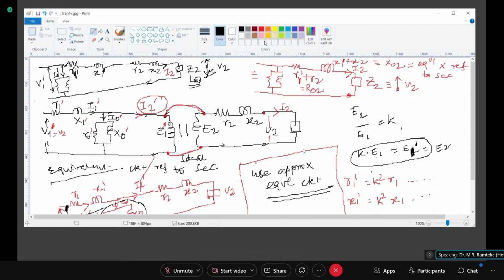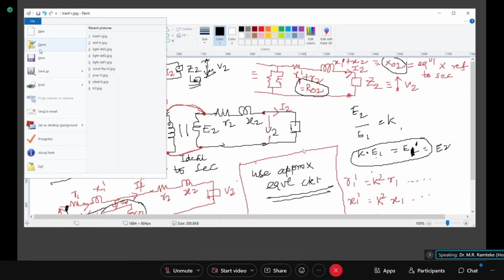Actually, these are very important parameters because this helps us in solving machine related problems in simple steps. Okay, so just wait.